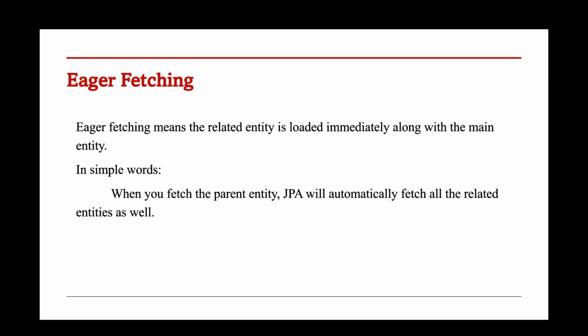Alright. Now let's first talk about eager fetching. Eager fetching means the related entity is loaded immediately along with the main entity. In simple words, when you fetch the parent entity, JPA will automatically fetch all the related entities as well. You don't need to access them explicitly.